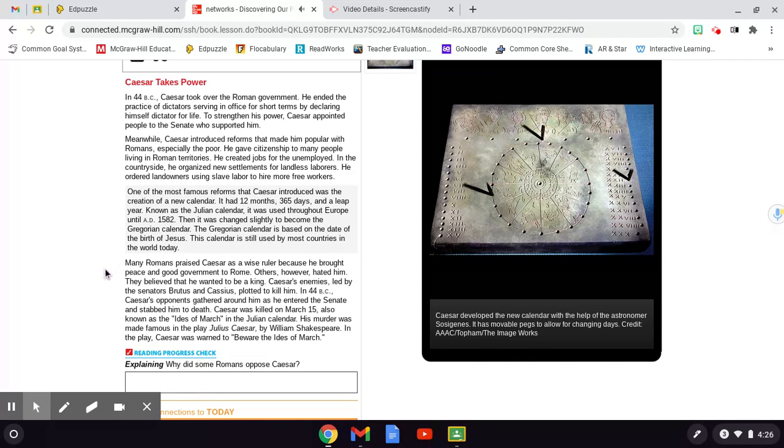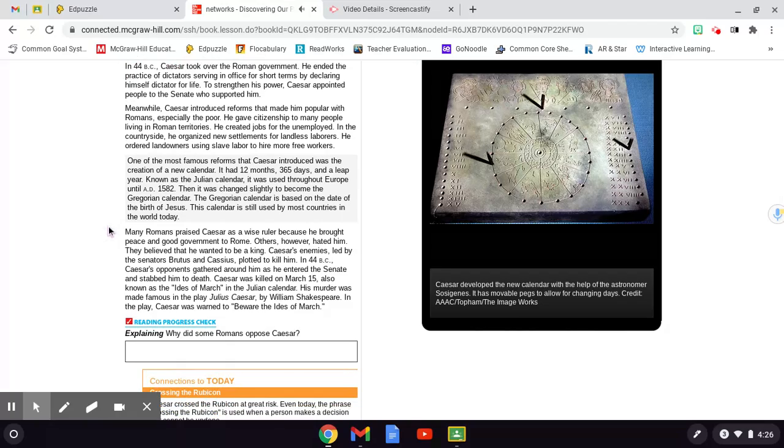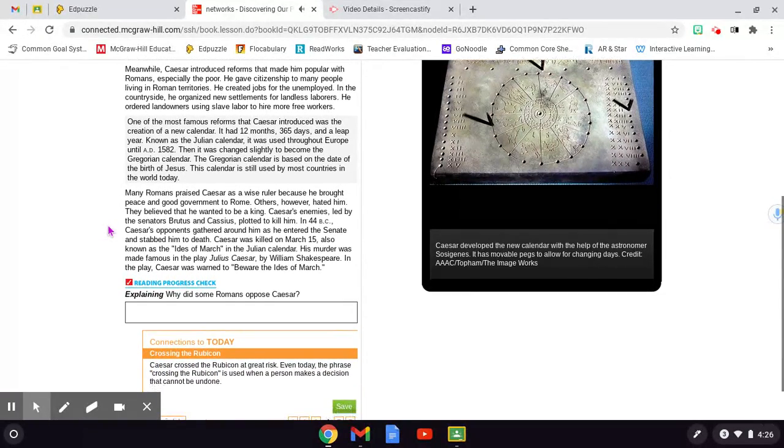Many Romans praised Caesar as a wise ruler because he brought peace and good government to Rome. Others, however, hated him. They believed that he wanted to be a king. Caesar's enemies, led by the senators Brutus and Cassius, plotted to kill him. In 44 BC, Caesar's opponents gathered around him as he entered the Senate and stabbed him to death.